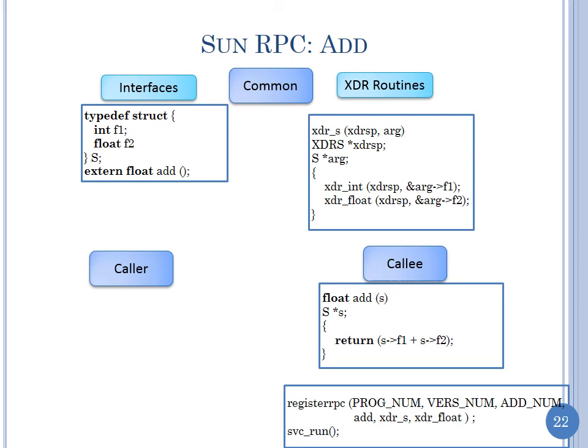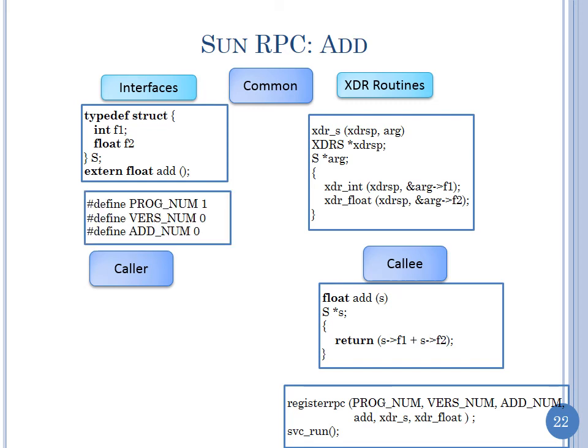So after you've gone and implemented add, you will go and register the add procedure. And let's say that's the only procedure that you register. Then you do SVC run in a loop. And we are using some named constants. So we'll say that we are program number 1 for our host, and we have only one version, so version number 0, and we have only one add method, so we'll just go and give it the number 0. So this is again a value that both server and receiver have to agree on.